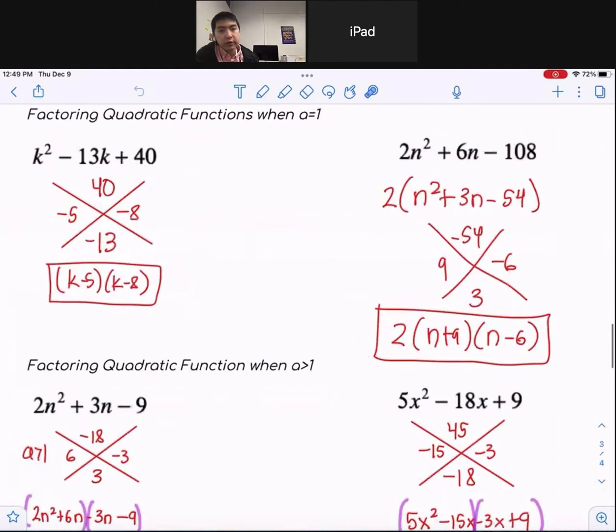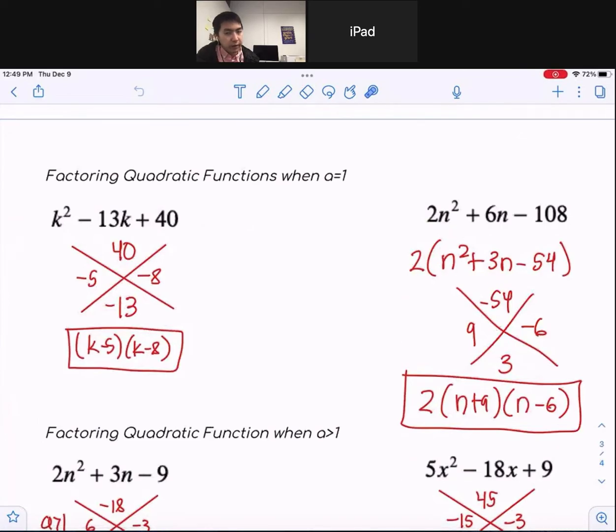For this one, this is your guys' typical a is equals to 1 factoring. This is 1 right here, so guys, just do your x method. What two things multiply to 40, but when added gives you guys -13, that's -5 and -8. And those are the two side numbers we can use for our factors.